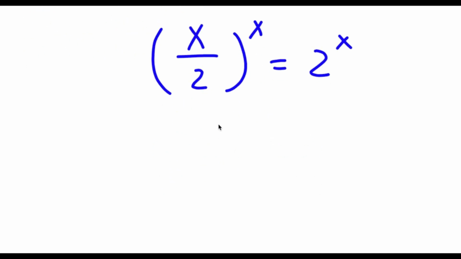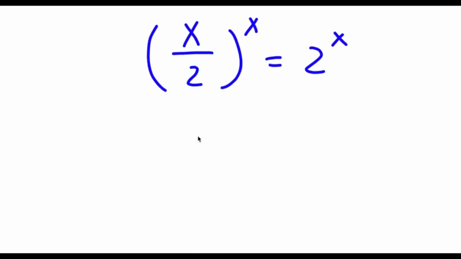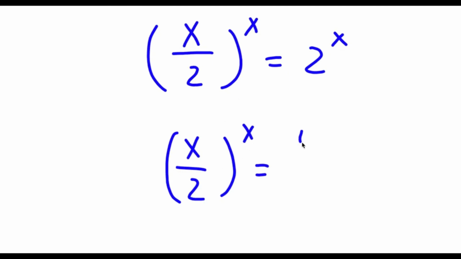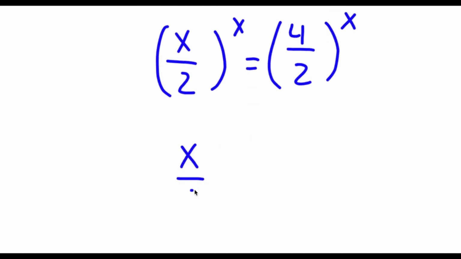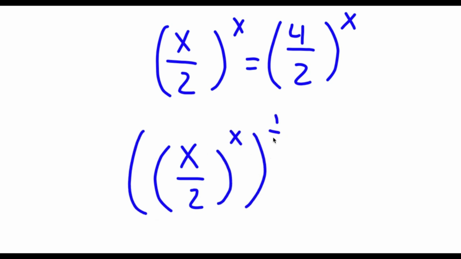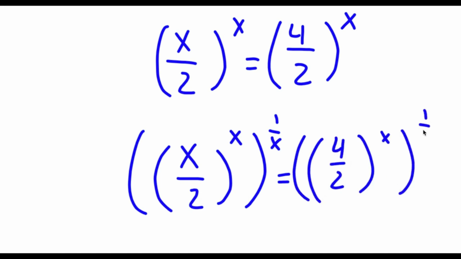Now 2, this is the same thing as 4 over 2. So now I have x over 2 to the power of x is equal to 4 over 2 to the power of x. So now I'm going to take the power of 1 over x on both sides. So now I have (x over 2 to the power of x) to the power of 1 over x is equal to (4 over 2 to the power of x) to the power of 1 over x.